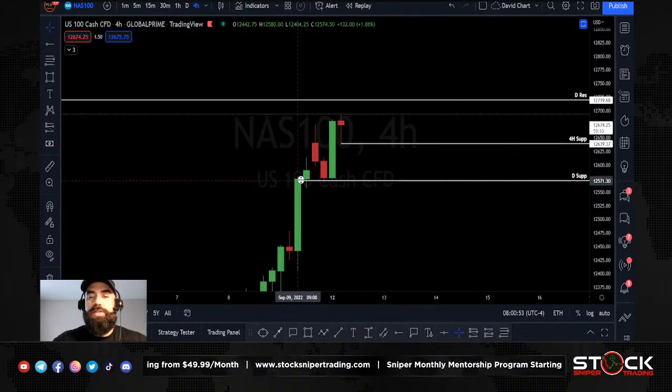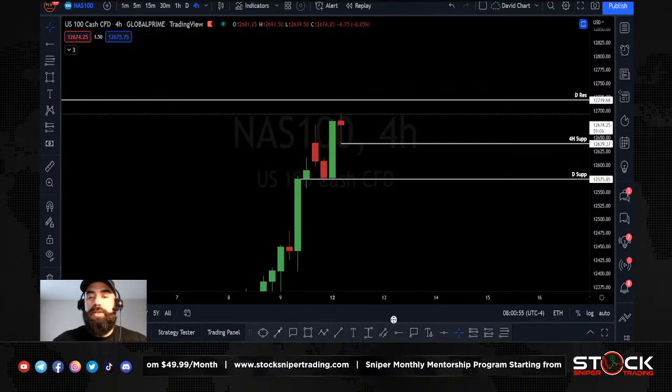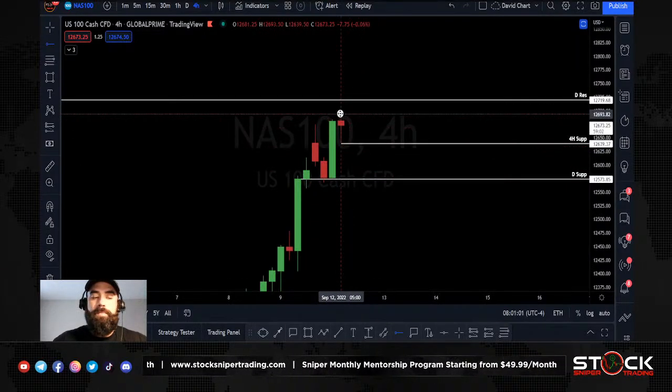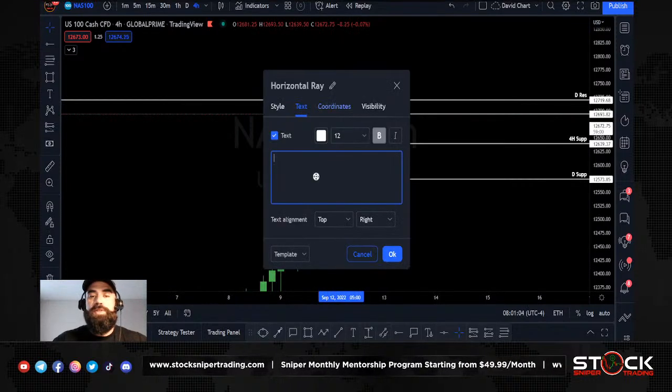Let's drag this across here. Let's get our daily candle close, and I'm going to use the current candle wick at the high at around 12,700. So let's take a peek here. We got 4-hour resistance.